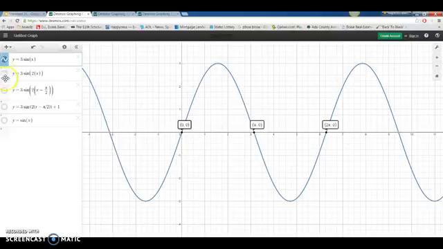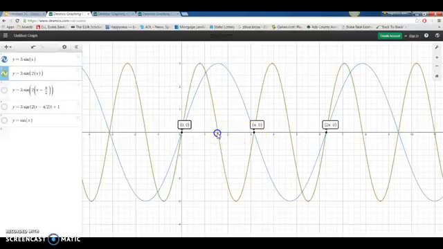So it should look something like this. Yep, so this right here has moved to here, this right here has moved to here, this right here has moved to here, and then we have this all fit into 2 pi again.